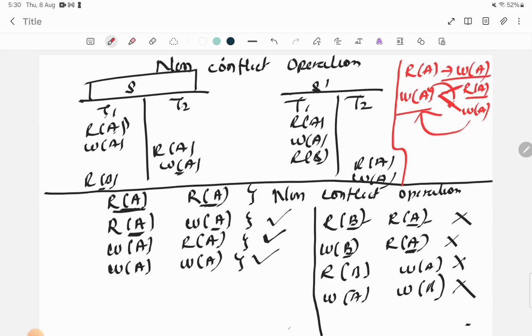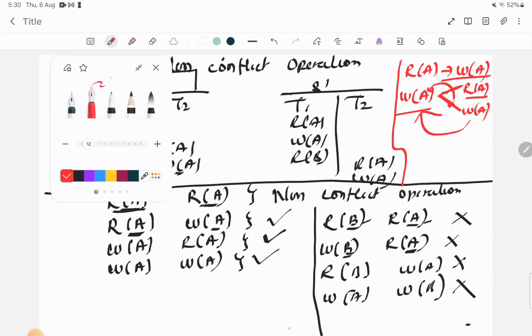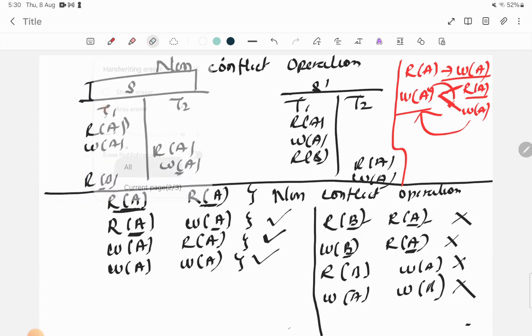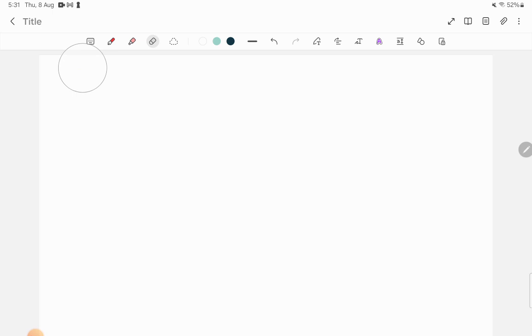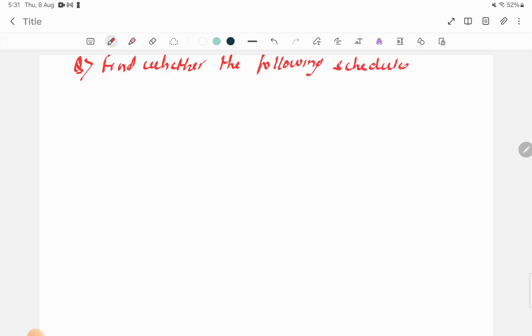So this is the rule. Okay, so I'll start with a question, and then slowly we are going to conflict serializability. So let us start with the question. This is a very important question. The question is, find whether the following schedules are conflict equivalent or not. We have to find whether the given schedules are conflict equivalent or not.